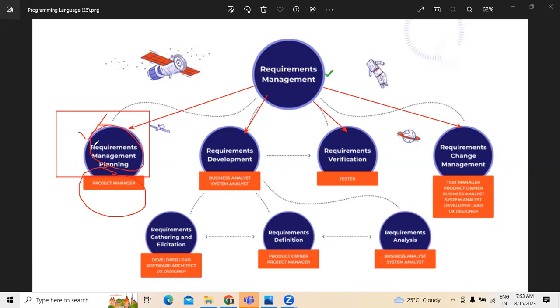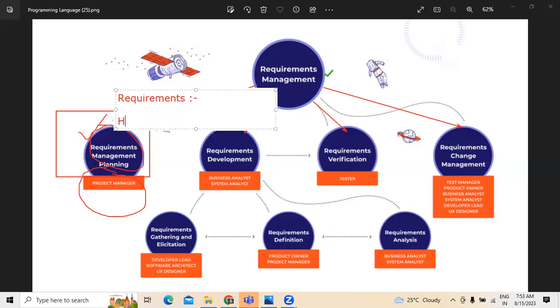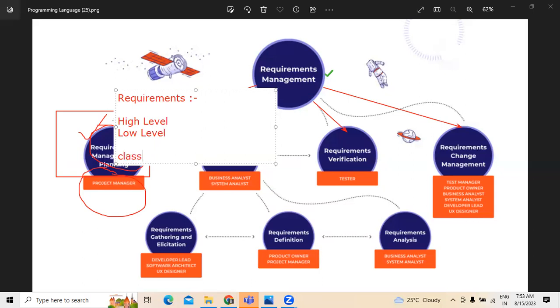Again, these requirements can be classified into different parts. Requirements will be classified under different aspects. Let me write it down here. On a high level note, requirements are of two types: high level requirements and low level requirements. These are the two different types of requirements. Again, when you talk about the classification of requirements, these are as follows.